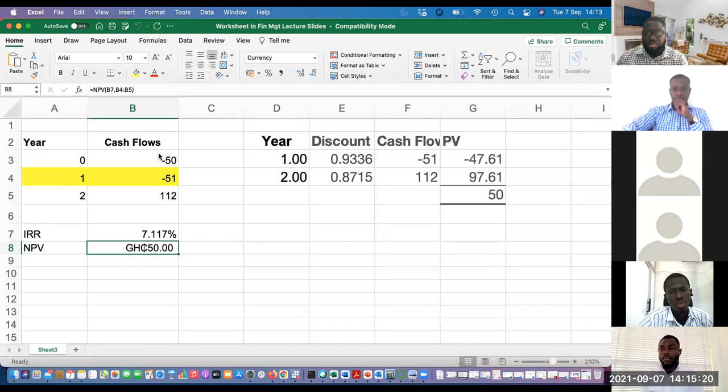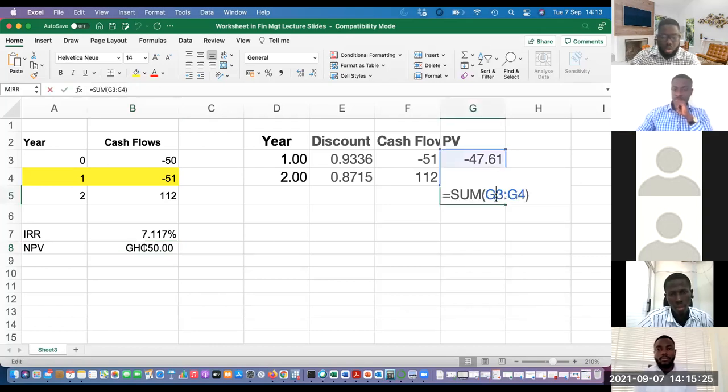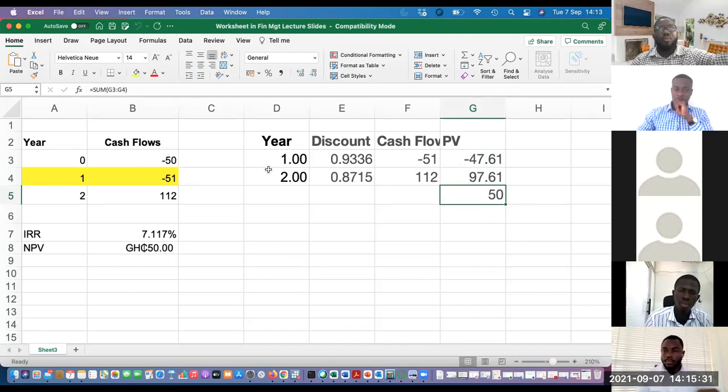So it's something you should be able to do. That's what I'm saying. If you notice here, the present value sums to 50, which is the cost of the investment. So if this wasn't 50, it should tell you that something is wrong.